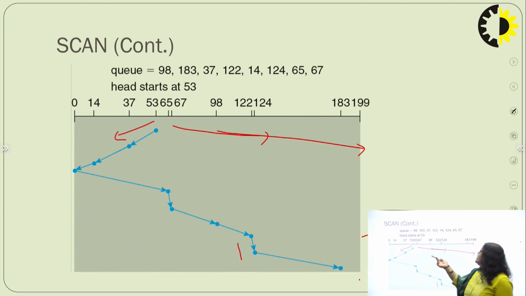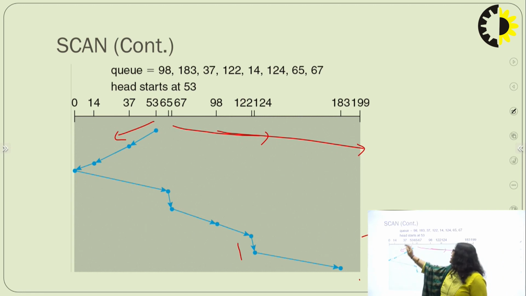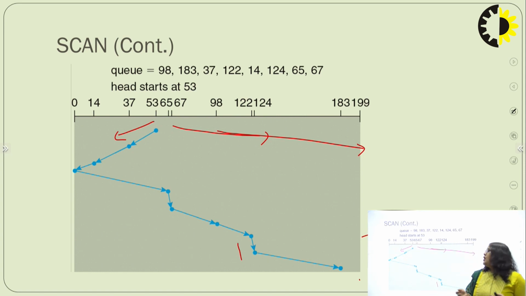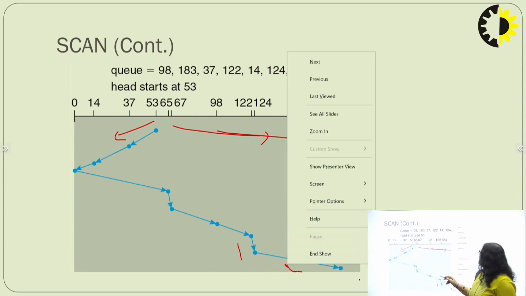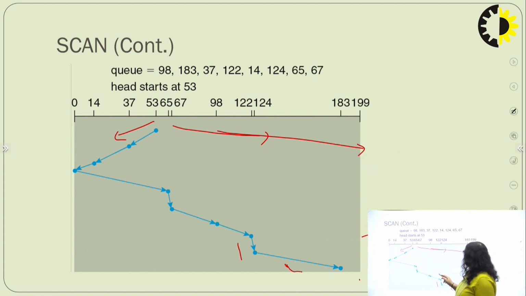So we start with 53 because the head starts from 53. We move 53 to 37, 37 to 14, 14 till 0. 0 is not present in the queue, but we move till 0 because this is scan. We scan, and no other track is required to read. So we have moved to the starting end, and now from position 0 we move to the other heads required for reading. So this is 65, then 67, then 122, then 124, and then 183.